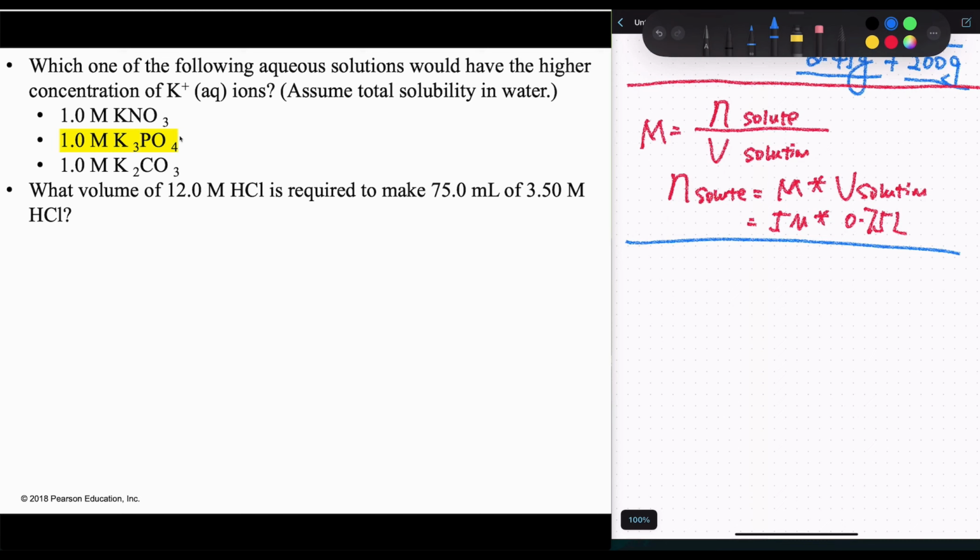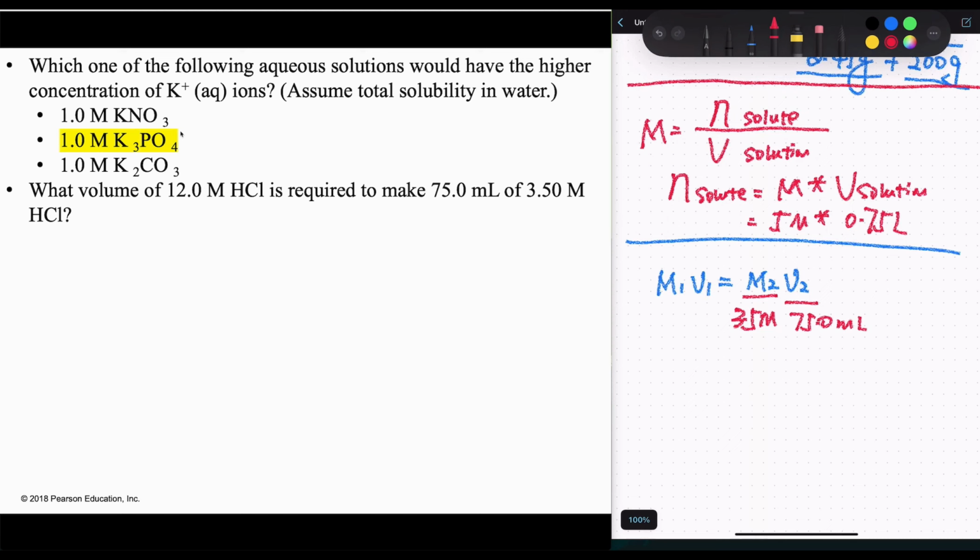Next question. This question is about dilution. The question is asking what volume of 12 molar chloric acid is required to make 75 milliliter of 3.5 molar chloric acid. From the solution dilution equation, we know M1V1 equals M2V2. And M2 and V2 are provided, right? M2 is 3.5 molar, and V2 is 75.0 milliliter.